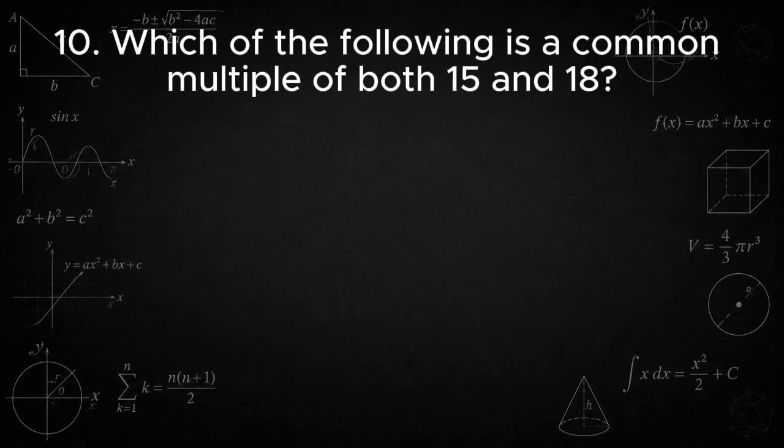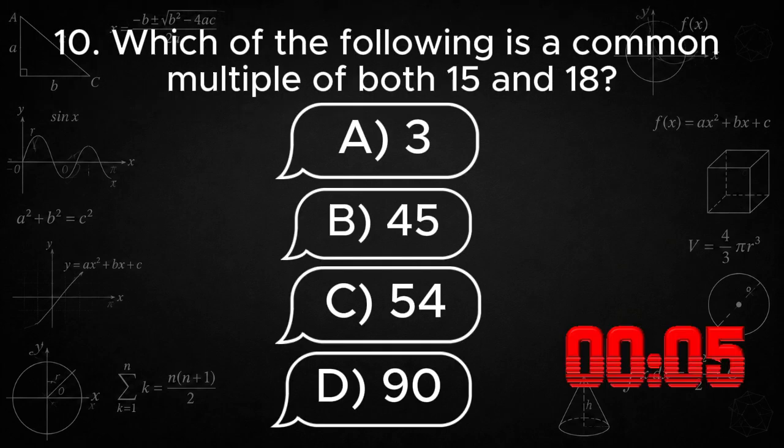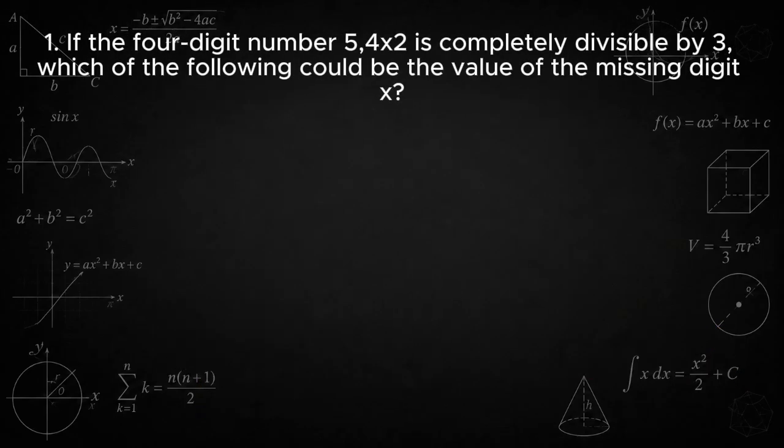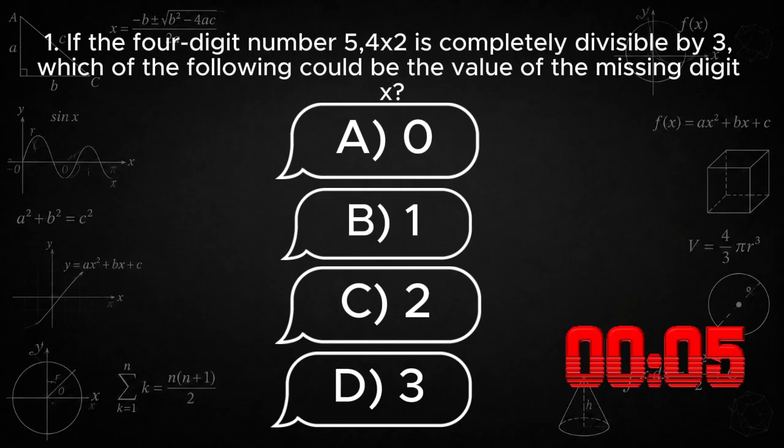10. Which of the following is a common multiple of both 15 and 18? 1. If the four-digit number 54x2 is completely divisible by 3, which of the following could be the value of the missing digit x?